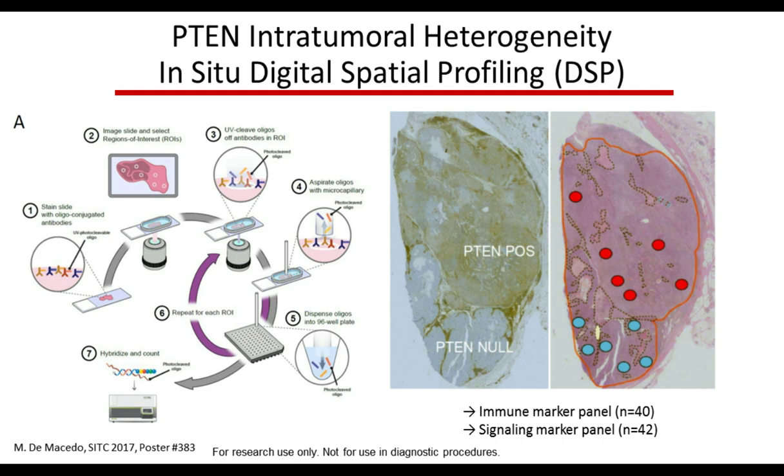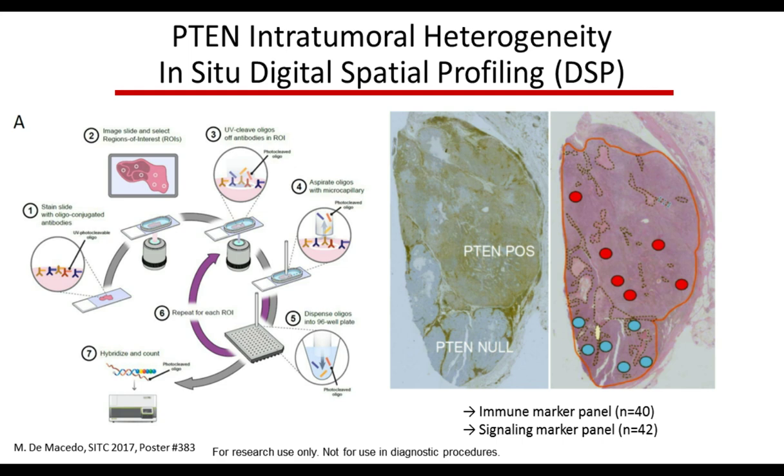slides. And so, on the left is shown the schemata for how the digital spatial profiling works for protein profiling, with the key being these tagged antibodies with the UV-sensitive linkers. On the right, this shows an example of one of these tumors with heterogeneous PTEN expression. The panel on the left side is the PTEN immunohistochemistry showing the region of the tumor that had PTEN protein expression shown in brown and labeled as PTEN positive, and at the bottom the PTEN null area where again we see an absence of staining.